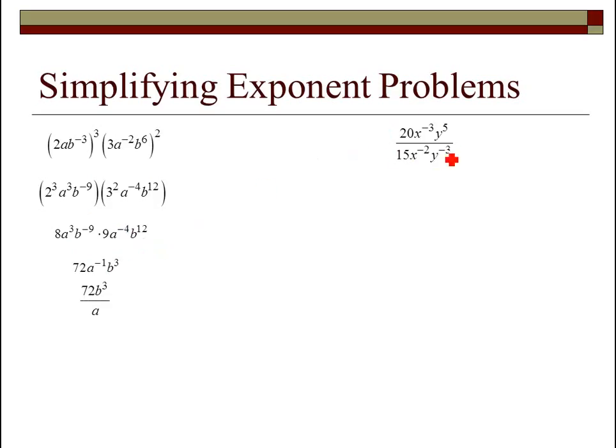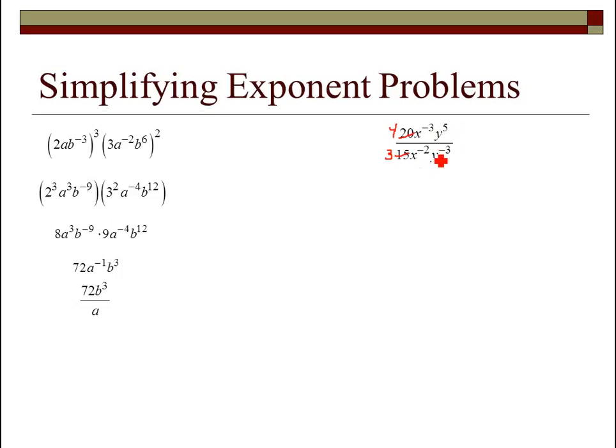Now on this one, I've reduced my numbers just like normal. 20 over 15, 5 goes into both of those, so I'll get 4 over 3. Now, what I'm going to look at in terms of negative exponents, this is a technique I like to use, and it's the safest one to use.